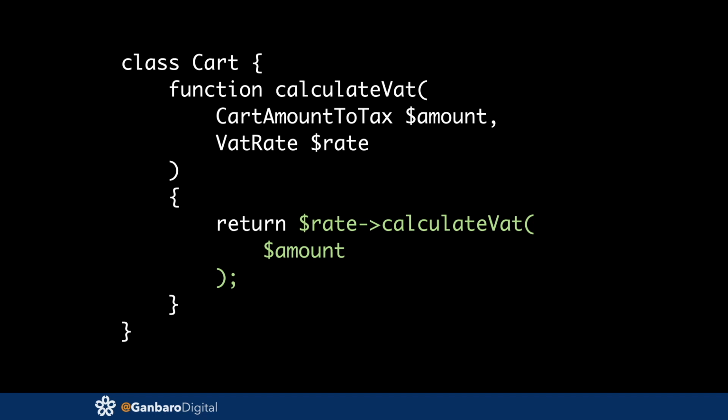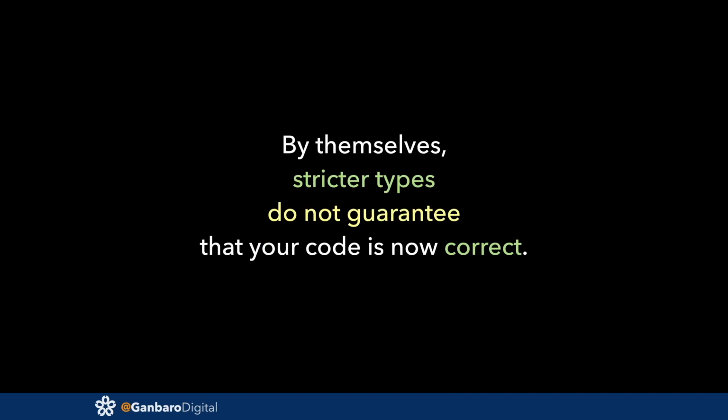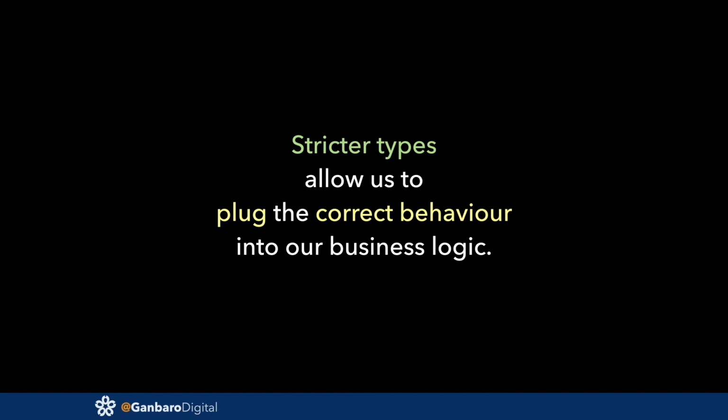Now, what I'm trying to illustrate here is an important point. I've heard people say you don't need to write unit tests because you can use stricter types instead, and that makes me tear my hair out. There's no two ways about it. Stricter types don't guarantee your code's correct by themselves. That's not what they do. But what they are is an opportunity. We can treat some of our stricter types as a form of plugin and use those to send the correct behavior into our business logic.